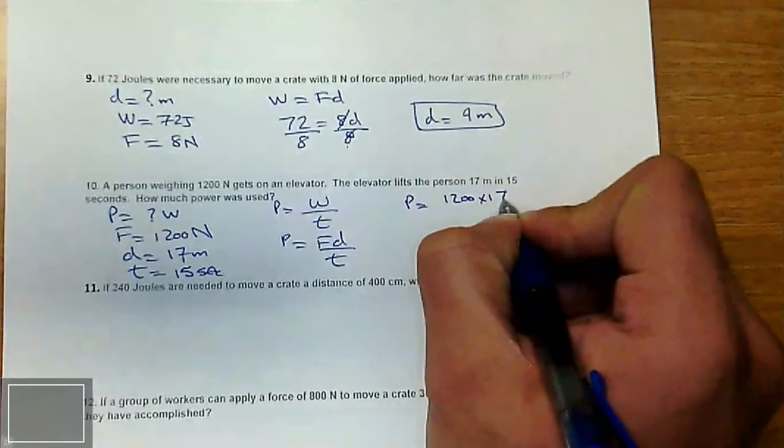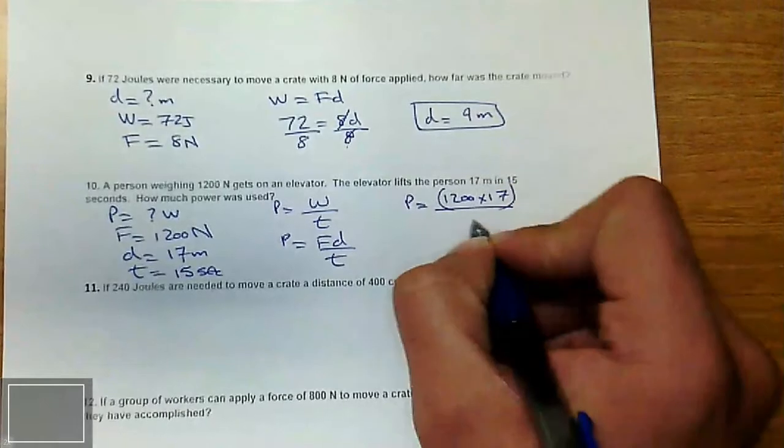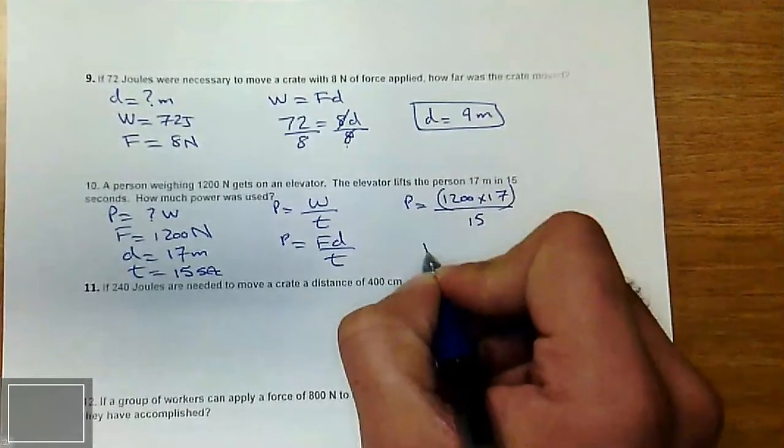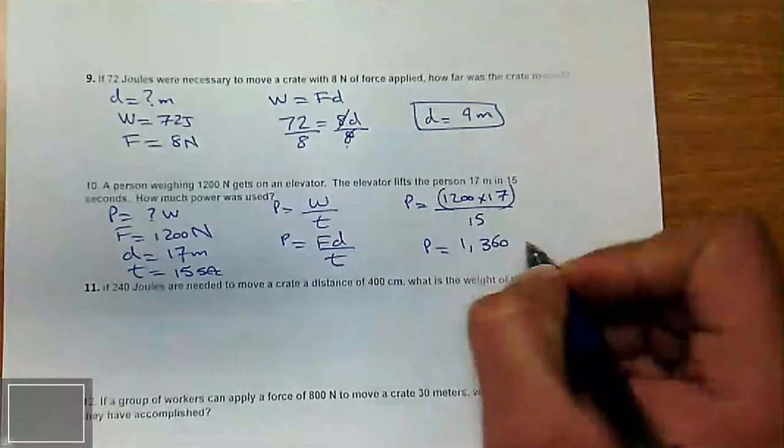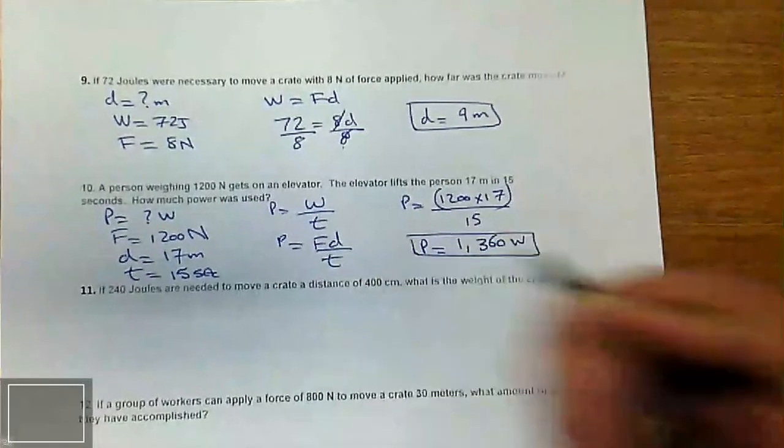1,200 times 17 divided by 15. And we get our power as 1,360 watts.